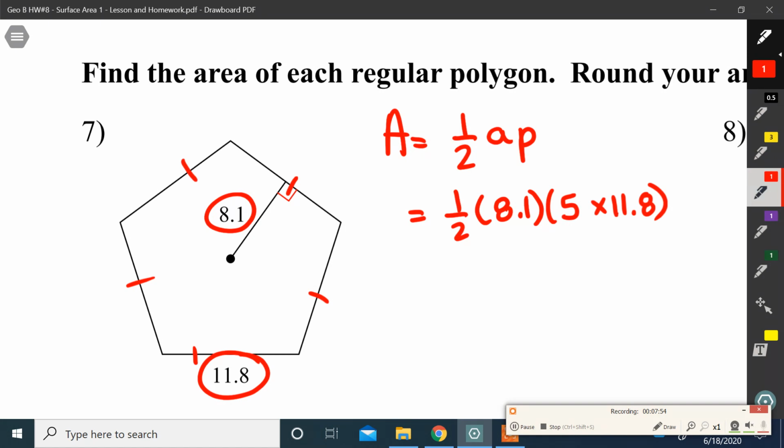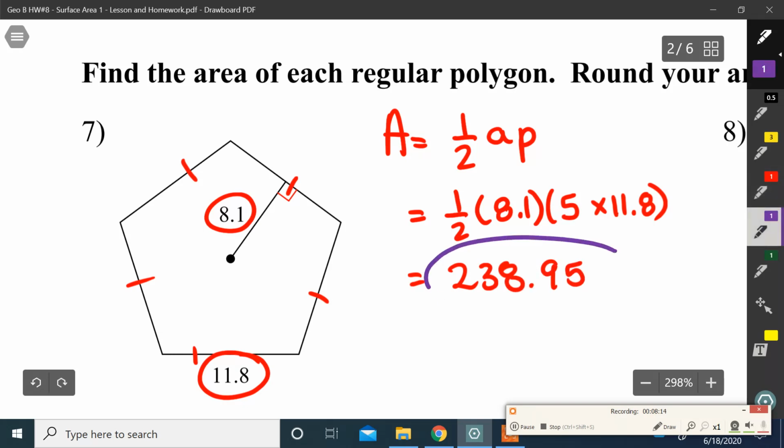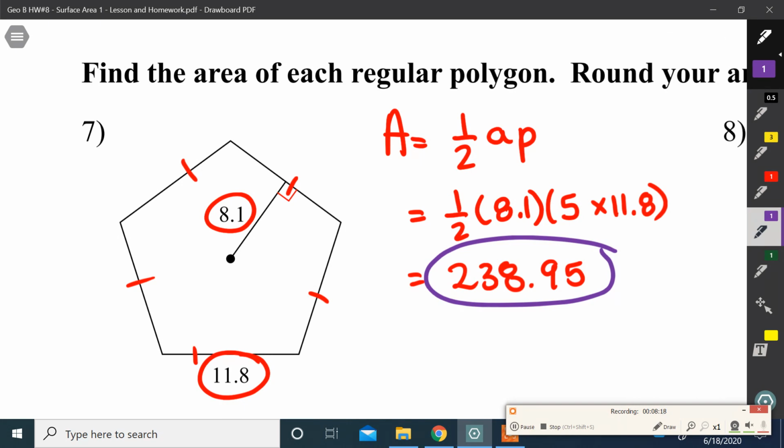So on my phone, I multiply 0.5 times 8.1 times 5 times 11.8, and that should give you 238.95. Guys, if you write this on Canvas, that's a perfect answer. Okay, that answer is very close to the answer.